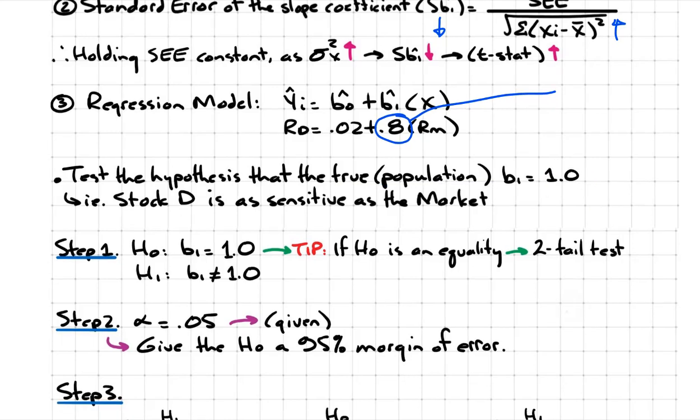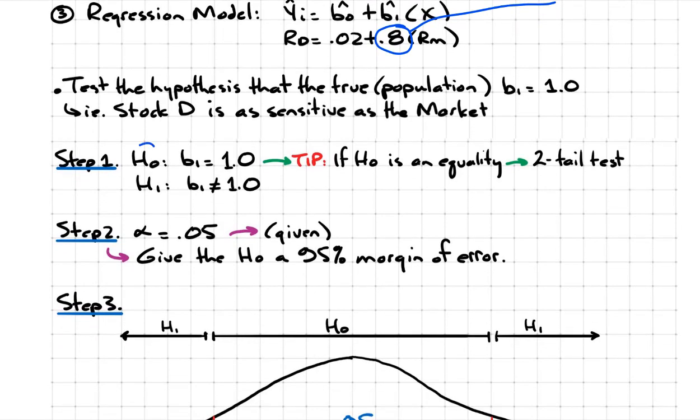So let's start the process for the hypothesis test. We state the null, and here's the null. It's the claim that the beta is equal to 1. And from previous chapters, we know that if there's an equality in the null statement, it results in a two-tailed test, because that means we're willing to accept values equidistant on either side of 1 once we factor in that margin of error.